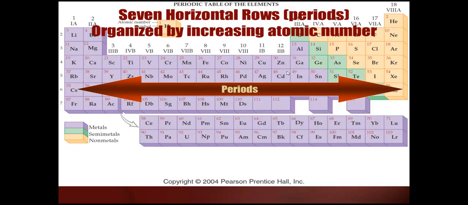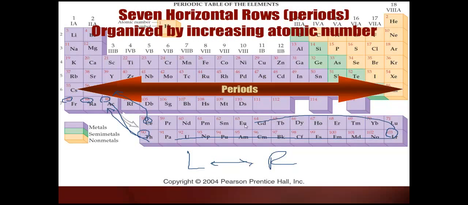Now, you have 7 periods on the periodic table, and remember they're arranged by increasing atomic number. So periods go from left to right, and vice versa. So those are your periods. These 2 rows at the bottom go up in here. Okay, so you can see on this periodic table, the bottom row I go 87, 88, 89, 90. I go all the way across to 103, and then it comes right back up here to 104.